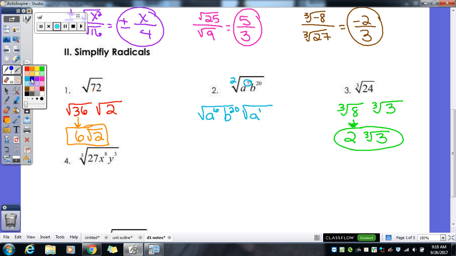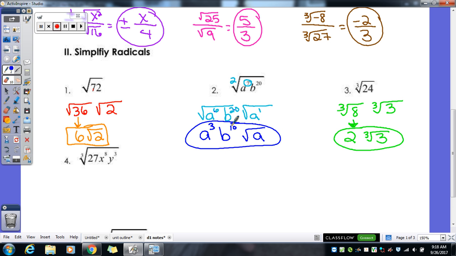So now, again, as I said, to take the square roots, you have to divide your exponents by the 2. So that gives us a to the 3rd, b to the 10th, and then that a to the 1st stays under the radical. So that becomes our final answer, a to the 3rd, b to the 10th, square root of a.